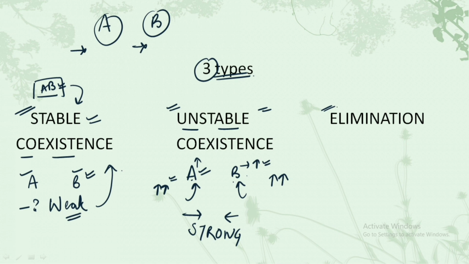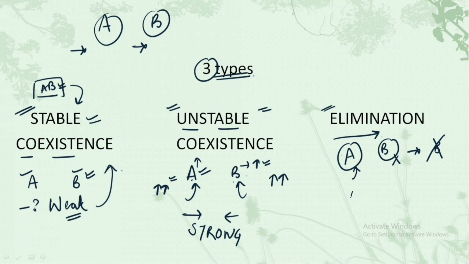The third one is the elimination. This occurs when species A is very strong and species B is weak. So in this case, species B would get eliminated. Why? Species A would outcompete species B, and as a result species B would lose out and hence it would get eliminated.